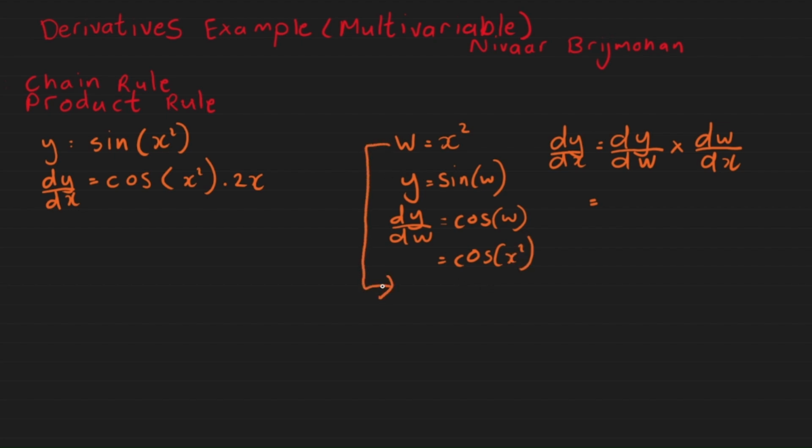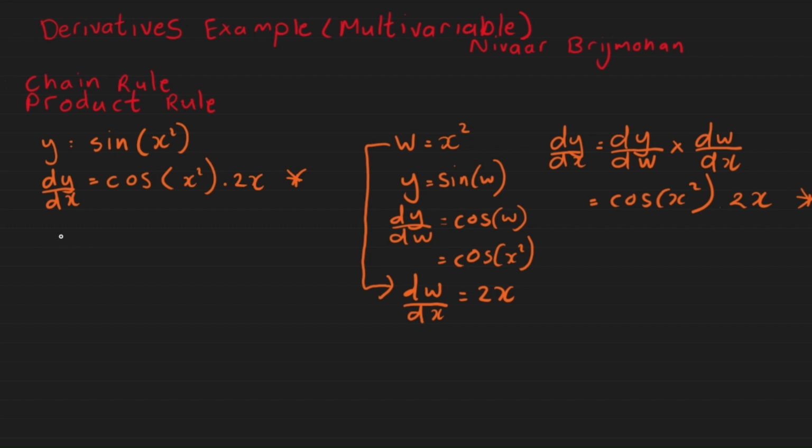And the derivative of w with respect to x is simply 2x. So applying this chain rule formula, dy/dw is cos of x squared, and dw/dx is 2x. So we can see how it is the same thing, but it's very simple and easy just to think about it in terms of an outside function and an inside function.